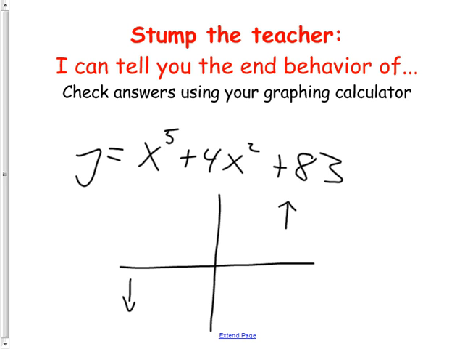And if you want to check it by graphing that, everybody grab your graphing calculators. Going to need them for today's homework anyway. So, x to the fifth plus 4x squared plus 83. That one goes down on the left and up on the right. Anybody verify it by looking at the graph? You can always zoom out. If you zoom out far enough, you'll eventually be able to see where it kind of heads.